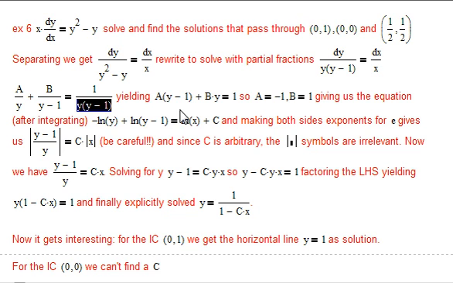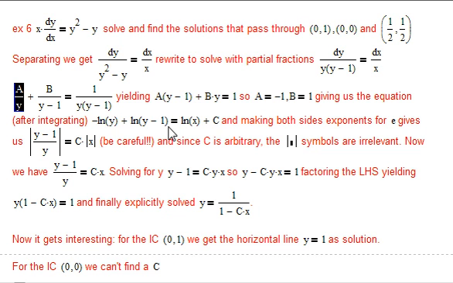Well, that means Ay plus By equals 0y. So A plus B equals 0, and negative A equals 1. So A equals negative 1, B equals positive 1. Only solution. So that gives the equation after integrating. Remember A is negative 1, so it's negative ln of y plus ln of y minus 1.